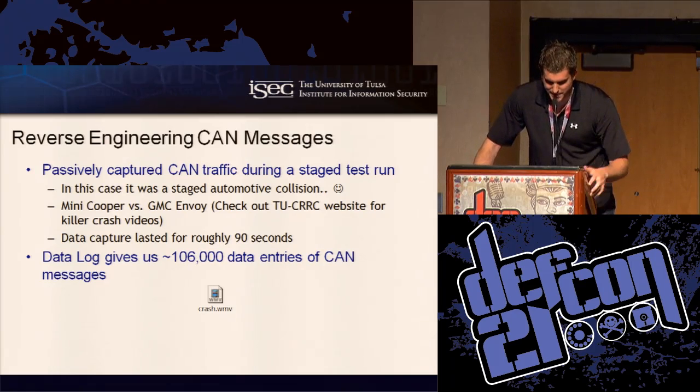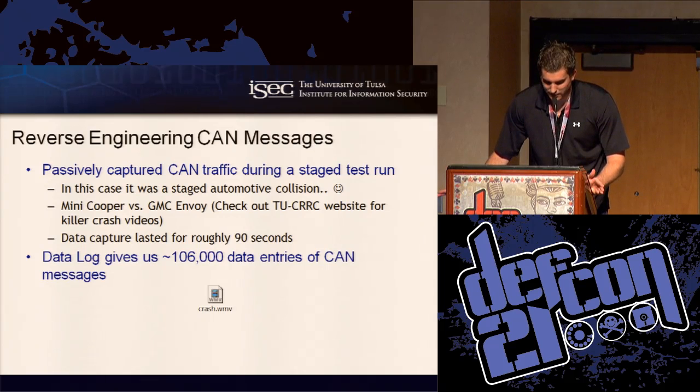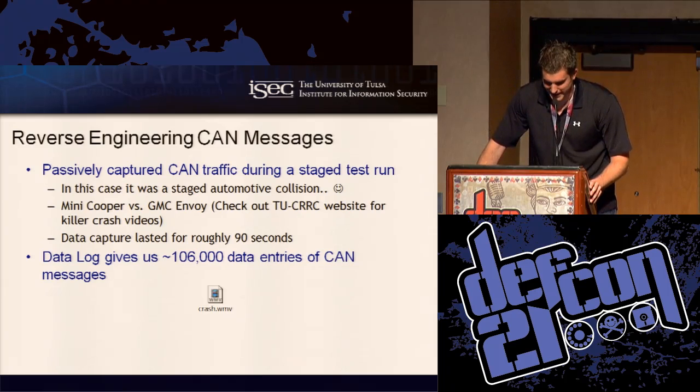The instrument cluster from the Mini Cooper was salvaged from a wrecked Mini Cooper that was involved in a staged automotive collision with a GMC Envoy. Before these cars were involved in the collision, they were outfitted with external instruments to measure such things as vehicle speed, and then we would correlate that data with the data on the CAN bus itself to verify its accuracy. This capture lasted for roughly 90 seconds, and over the course of that capture, it gave us around 106,000 actual messages on the CAN bus.